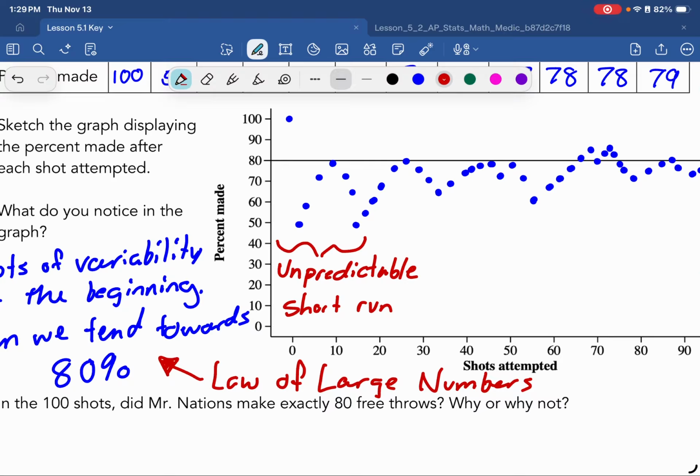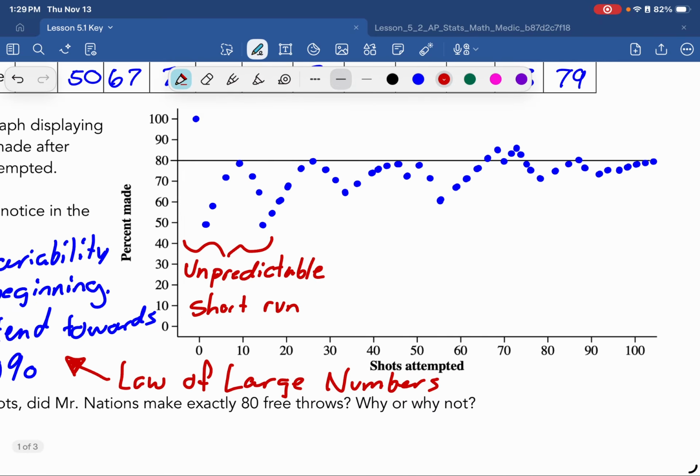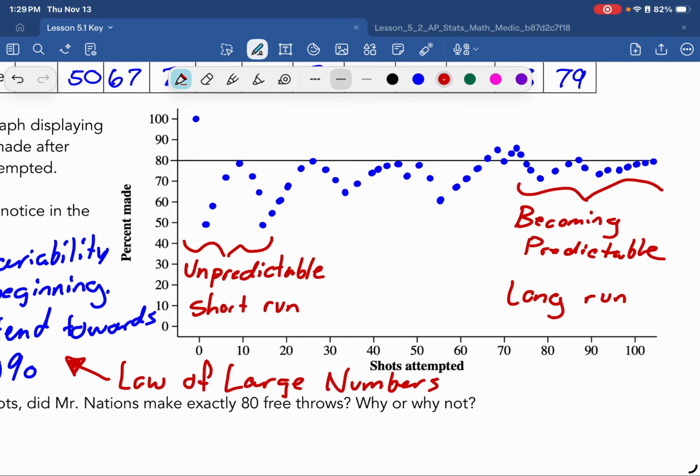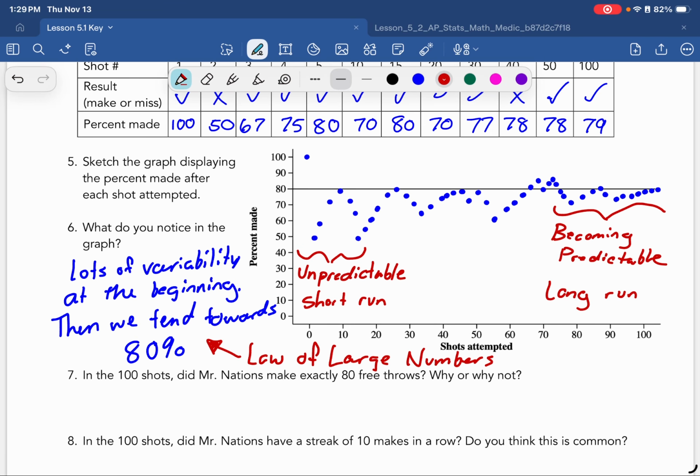It's going up and down rather quickly. But as our sample size is increasing, we're becoming predictable. So in the long run, it gets more predictable and we tend towards that 80% or whatever the probability was. You could mess around with that Staplet and do like 70, 60, 30, 40, whatever percent. It's going to tend towards that as we increase our sample size.